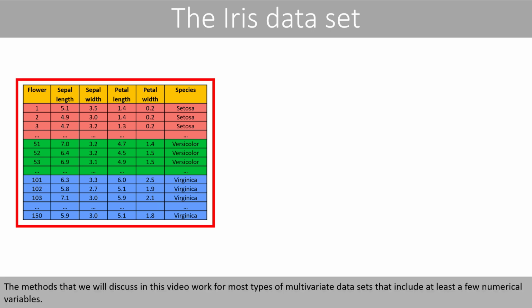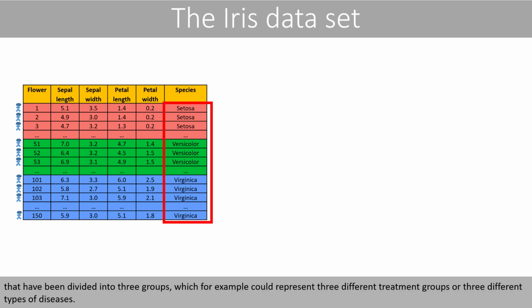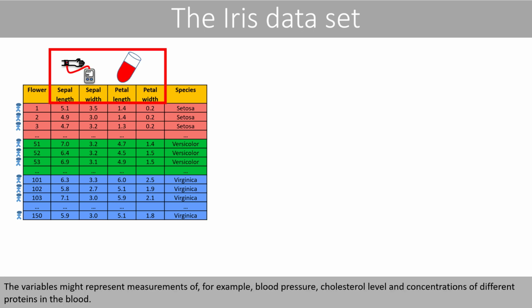The methods that we will discuss in this video work for most types of multivariate datasets that include at least a few numerical variables. For example, instead of flowers, we could imagine that we have 150 individuals that have been divided into 3 different groups, which for example could represent 3 different treatment groups or 3 different types of diseases. The variables might represent measurements of, for example, blood pressure, cholesterol level, and concentrations of different proteins in the blood.